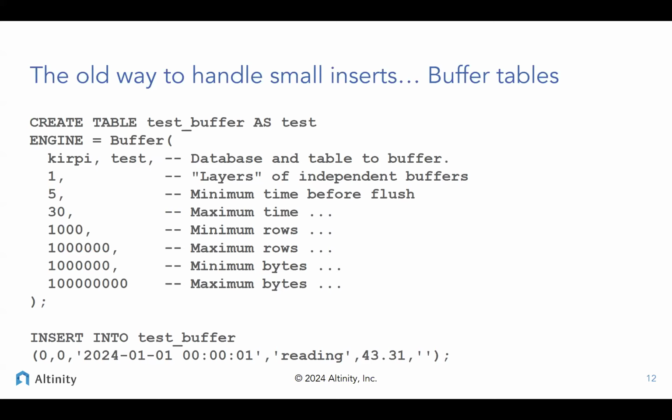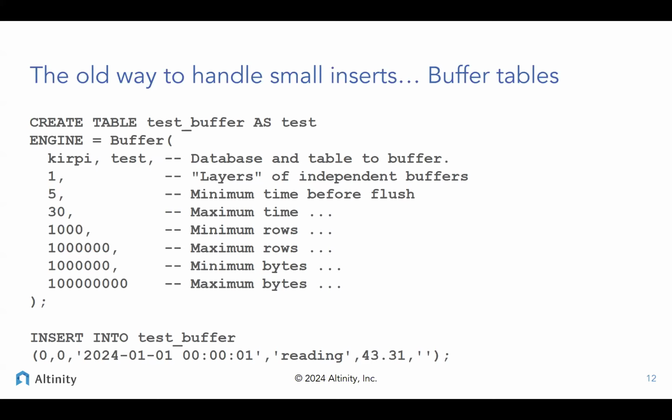It uses the buffer engine. The create table test_buffer as test says, hey, take the column definitions from test so I don't have to repeat them. And then there's a bunch of properties here. So the database and table that we're buffering, how many independent buffers to use so that you can have a bunch of things running in parallel, and then a number of parameters basically saying, hey, hold for at least 5 seconds, but no longer than 30, hold for at least 1,000 rows or no more than 1,000,000, and so forth, and same thing with number of bytes.